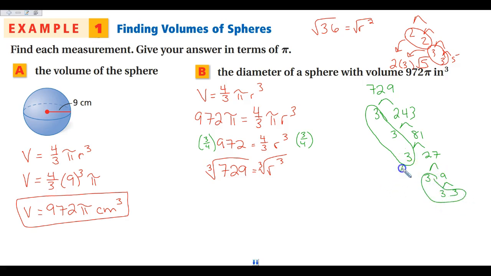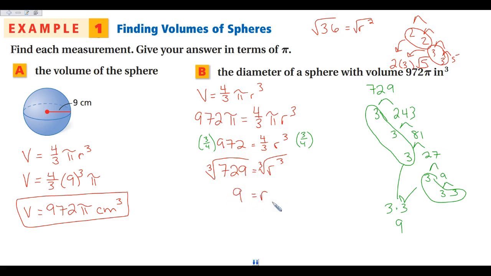So I have 2 pairs of 3's that come out. So it's 3 times 3, so that's going to be 9. So 9 times 9 times 9 is 729. That means that my radius is 9.